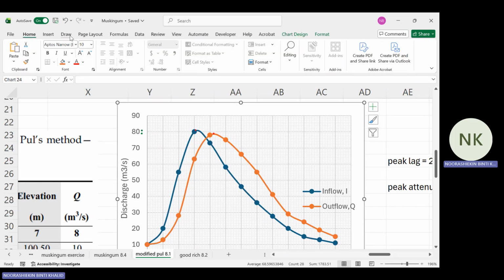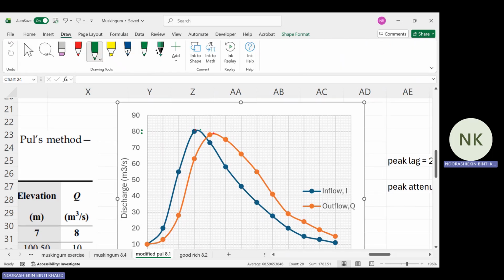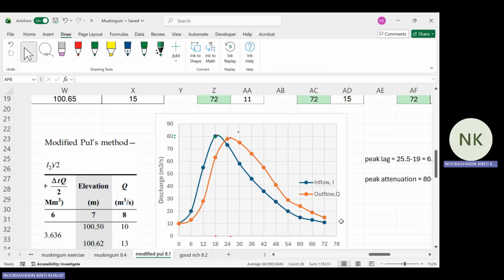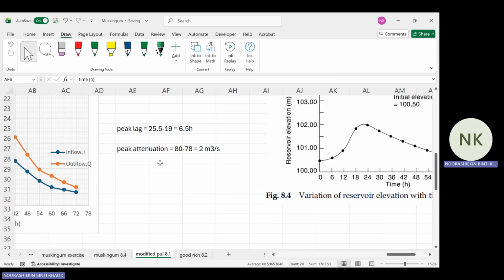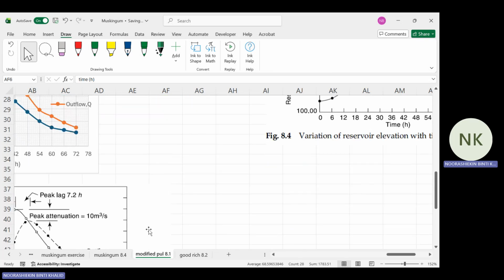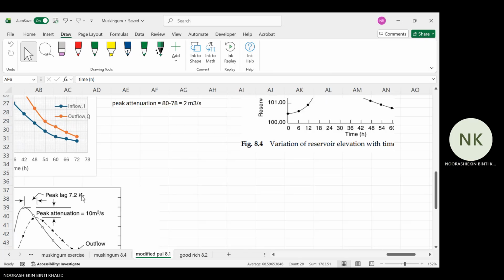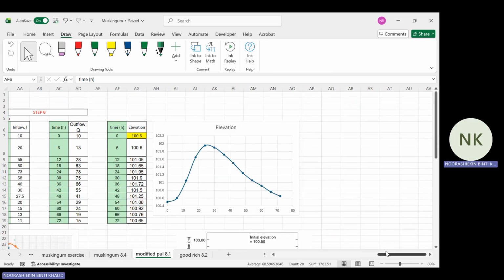Okay. So right now, this one, the peak is here. Not here. Also this one, the peak is here, not here. Right. So find out the peak attenuation and peak lag. So this is my value: peak attenuation 2 meter cube per second and peak lag 6.5. Rather than the book stated that peak attenuation 10 meter cube per second, peak lag 7.2. Right. So this one is the modified Pool method.